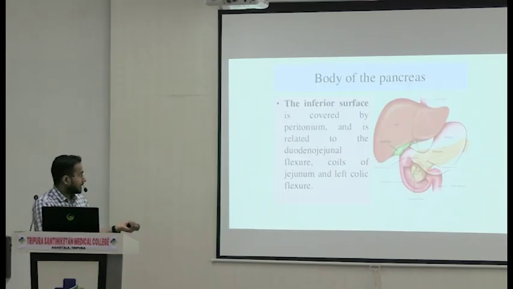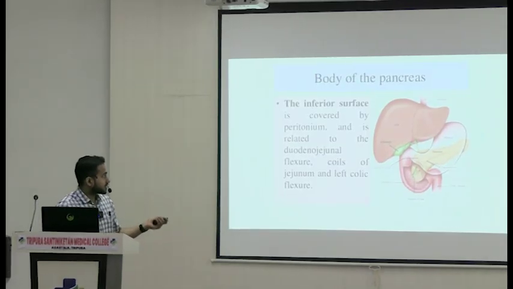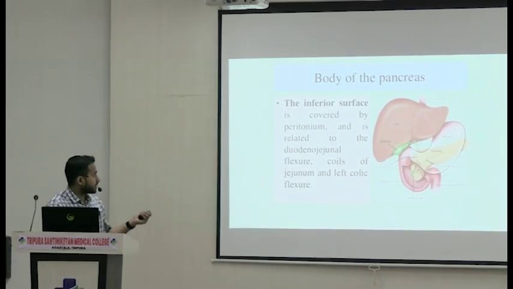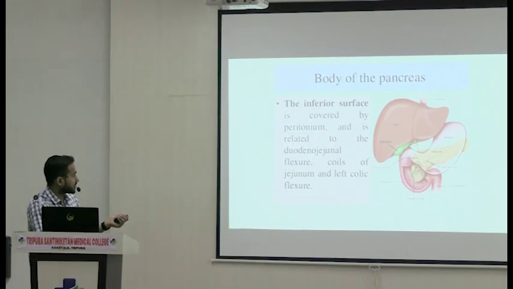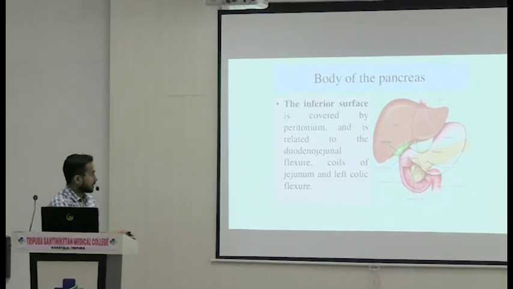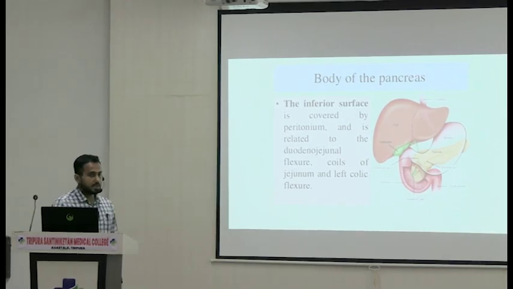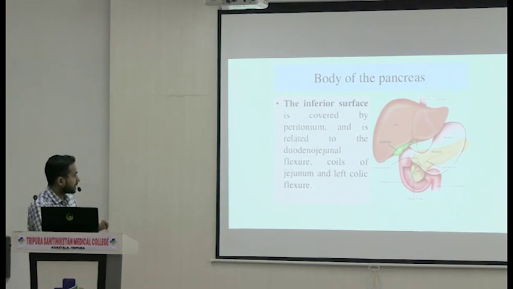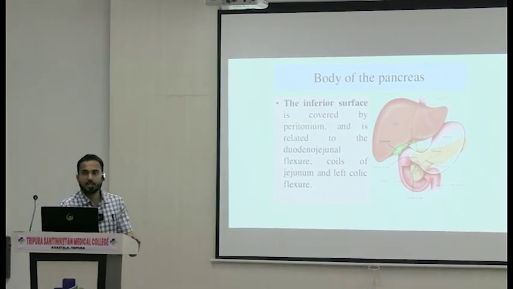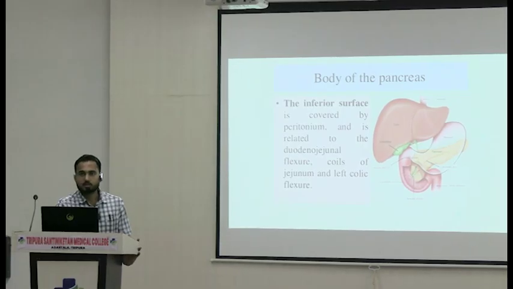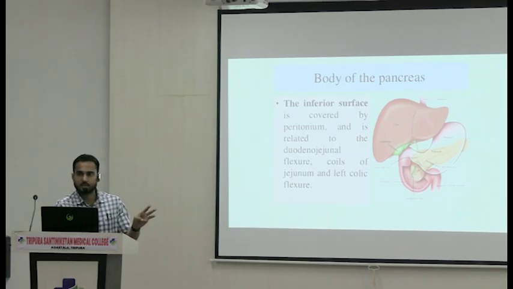Next, lastly, is the inferior surface. So see, what is present on the inferior surface? First of all, the inferior surface is covered by peritoneum and it is related to the duodenojejunal flexure. So here the duodenojejunal flexure is present. Along with that, it is also related to the jejunum, coils of the jejunum, and the left colic flexure. These are the structures which are present inferior to the pancreas, the inferior surface of the pancreas. So these are the relations of the body of the pancreas, where we have seen three borders and three surfaces.